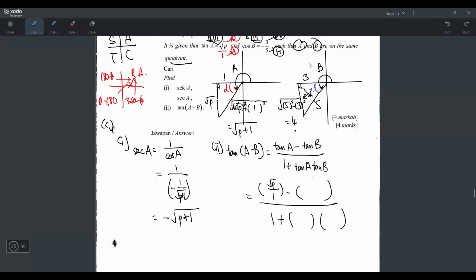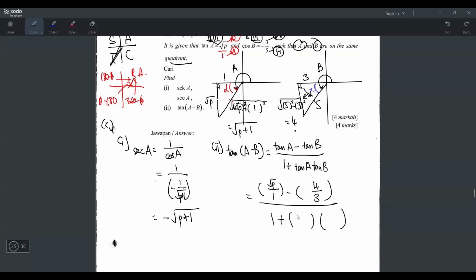Let's try with tangent B now. Same thing, tangent formula is opposite divided by adjacent. But since your B is in the third quadrant, you will use the reference angle X to help you. So what's the opposite for the reference angle? 4. Adjacent is 3. And then make sure you check positive or negative. Tangent in the third quadrant is positive. Okay, done. Now for this one you can just copy.